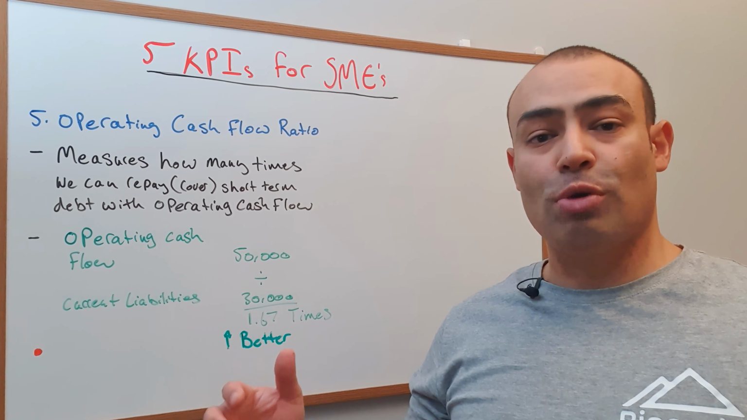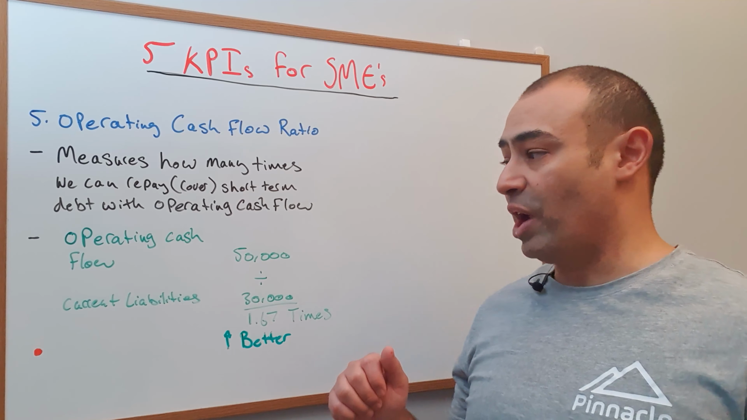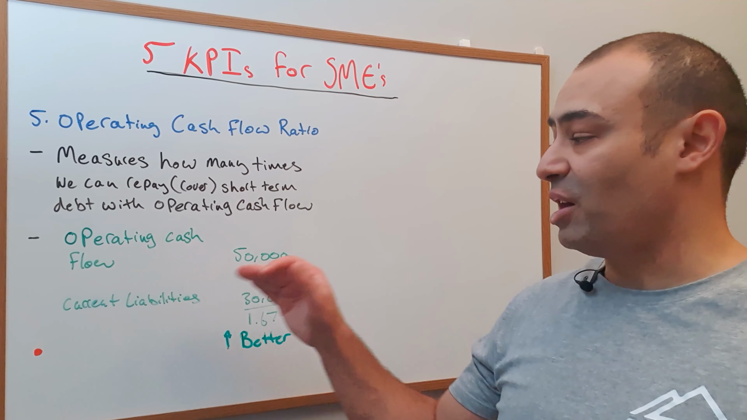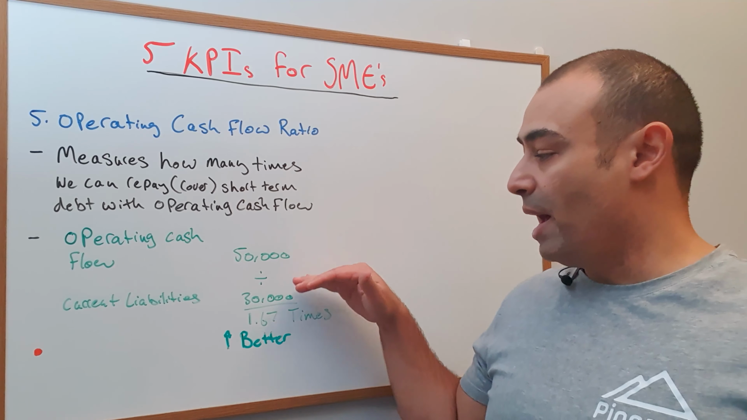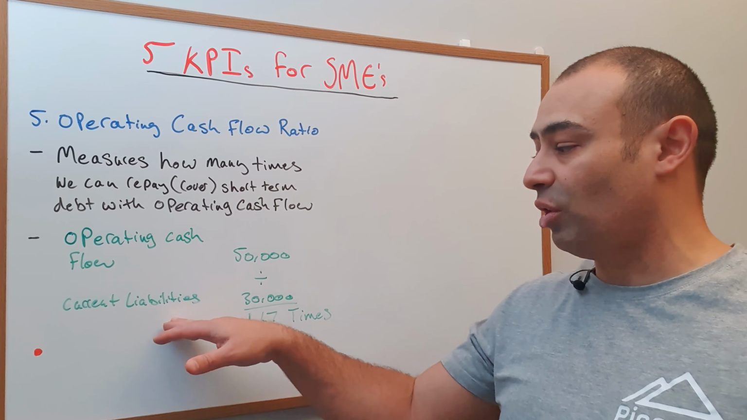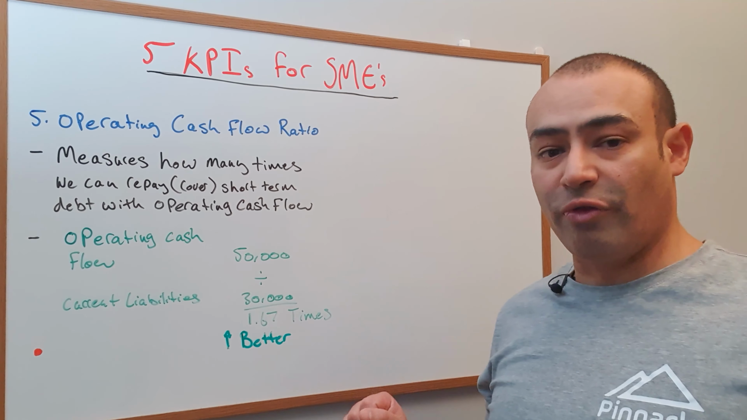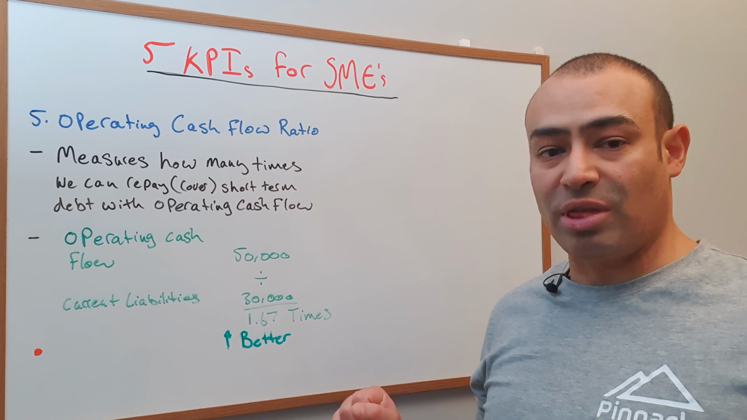How do we calculate the operating cash flow ratio? We take our operating cash flow for a given period. In this example, we have 50,000, and we divide that by our current liabilities, in this example 30,000. That gives us 1.67 times. Again, the higher that number is, or that times is, the better.